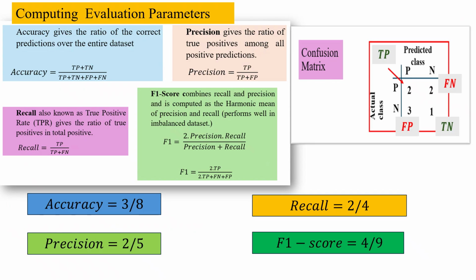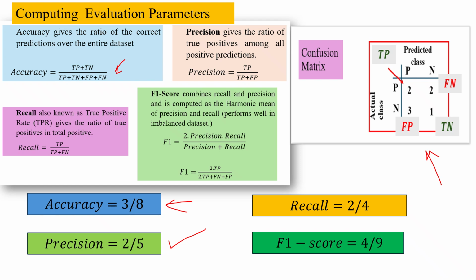Now we solve an example. We now do the computations for the evaluation parameters, given the example which we had seen earlier of 8 data points. So accuracy is what? We see the formula here for reference. TP plus TN is the sum of the primary diagonal elements, 2 plus 1, divided by the entire size, which is 8. So 3 by 8. Precision is what? Ratio of true positives among all positive predictions. So positive predictions is given by this column, 2 and 3. So TP by the total predictions. So 2 by 5. Okay.